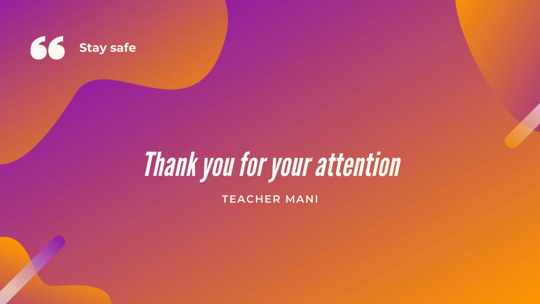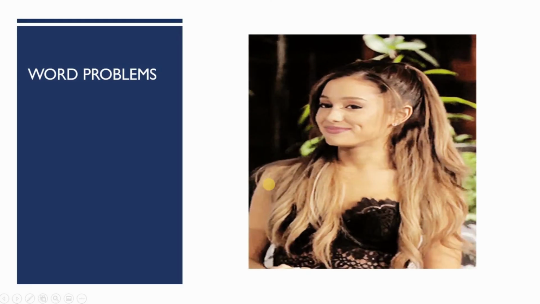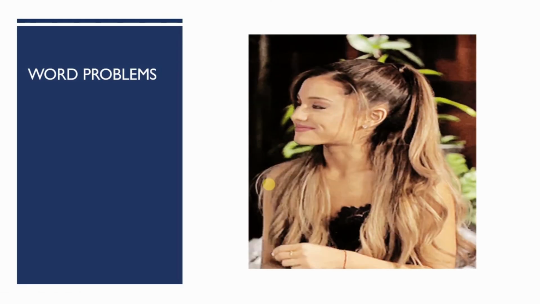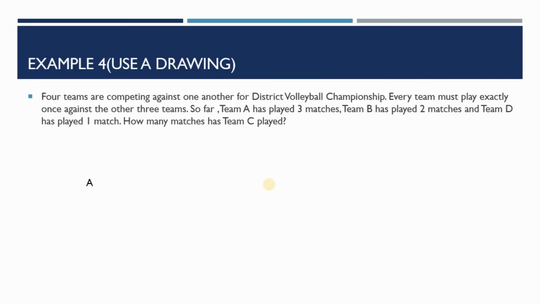Let's look at another example that involves logic to solve. Four teams are competing against one another for district volleyball champions. Every team must play exactly once against the other 3 teams. So far, Team A has played 3 matches, Team B has played 2 matches, and Team D has played 1 match. How many matches has Team C played?